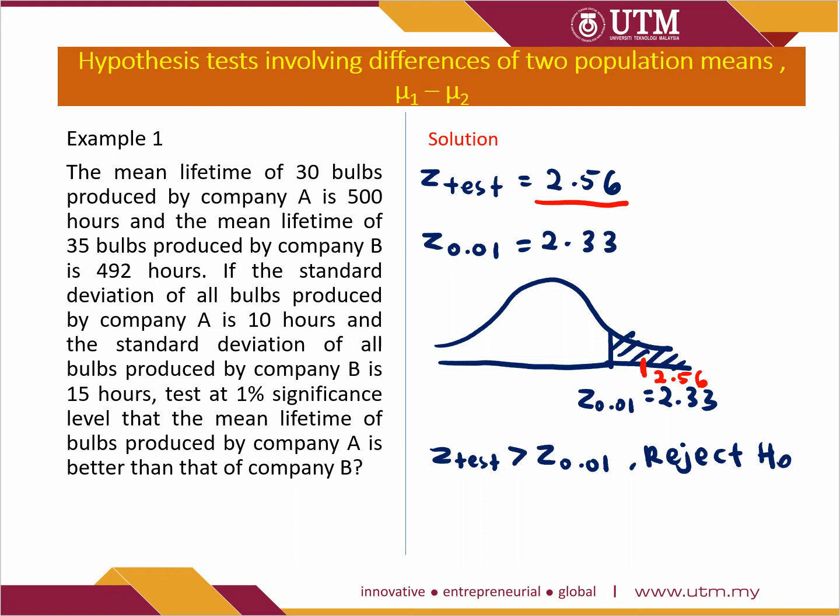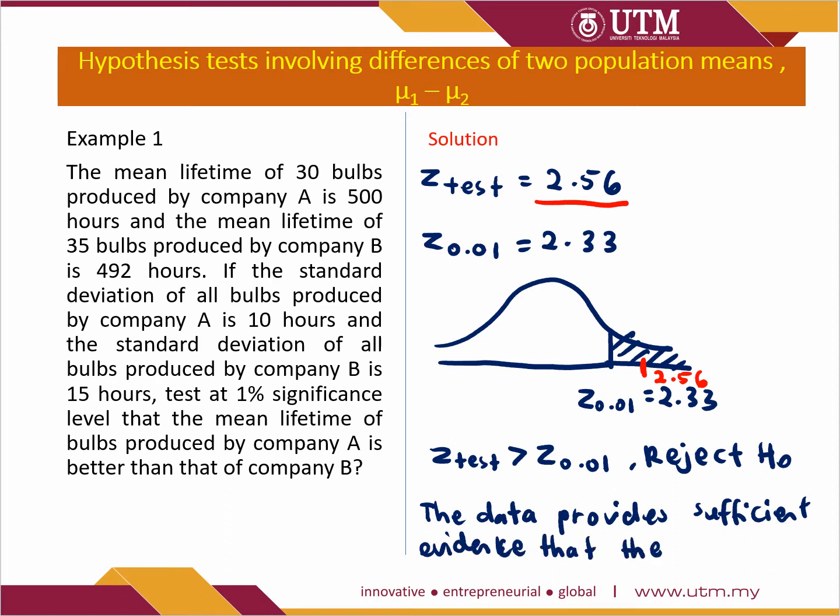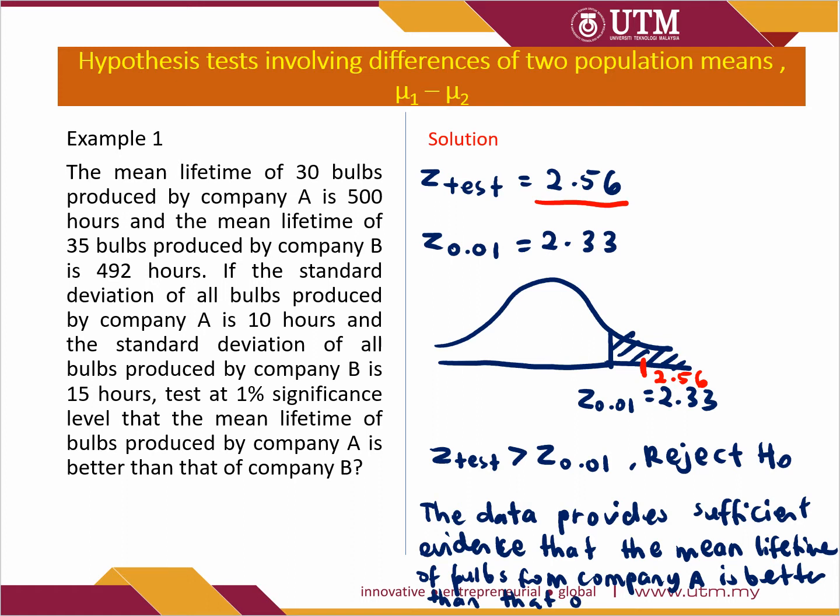which means that the data provides sufficient evidence that the mean lifetime of bulbs from company A is better than that of company B.